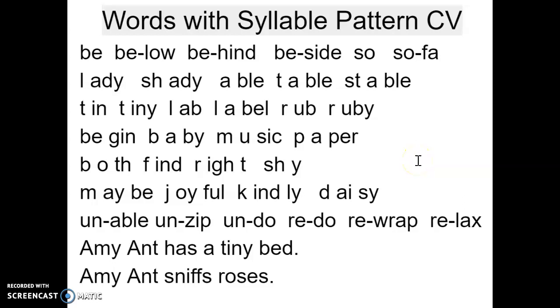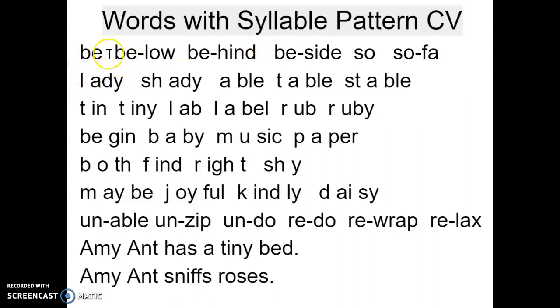Hello, boys and girls. Today we are going to do another blending lesson with words with syllable pattern CV. Syllable patterns are so very important as we're continuing with our blending routine. Why are syllables so important? As we are reading more difficult or longer words, it is so very important that we chunk the words into syllables, and that would really help us with the decoding part.